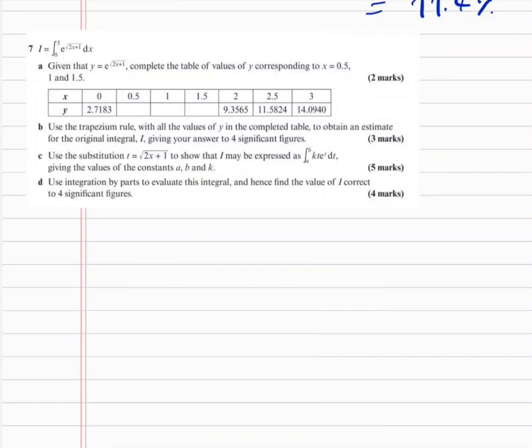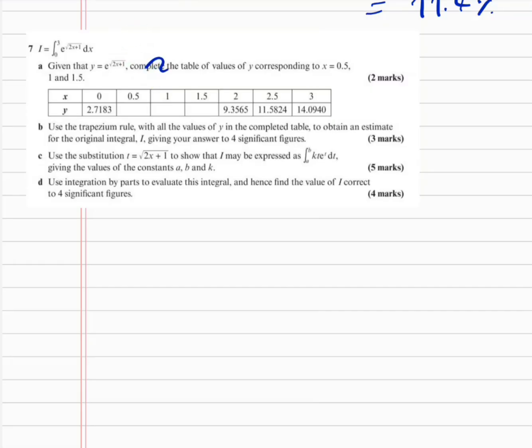Hi everyone, this video is on exercise 11I question 7 and we are given I, which is this integral, e to the power of root 2x plus 1. So in part A we want to use the table to find the values of y, so that in part B we can use the trapezium rule to approximate the value of this integral. Okay, so for part A we just substitute these values, and it's better to stay consistent with the number of significant figures that they have used.